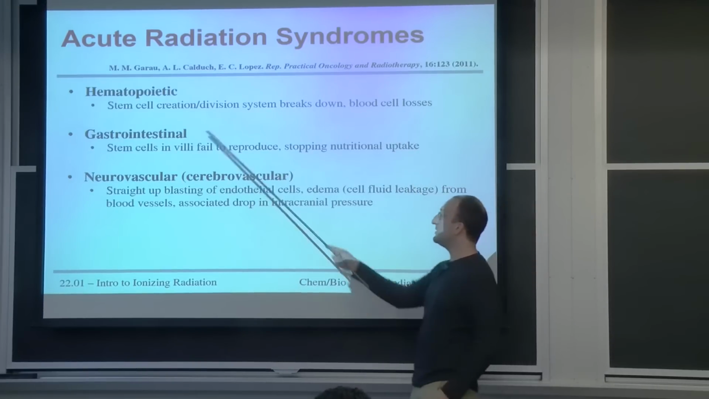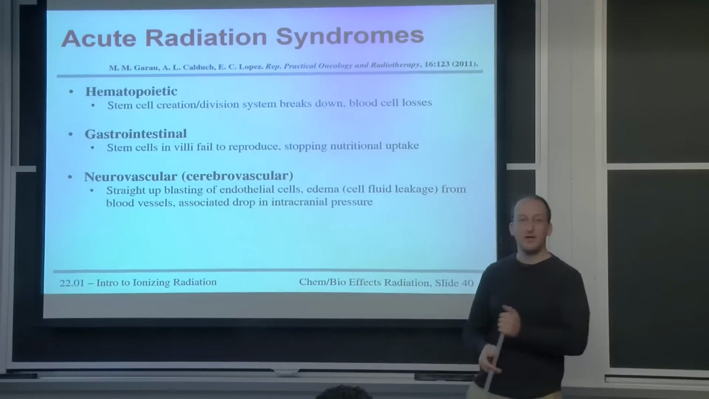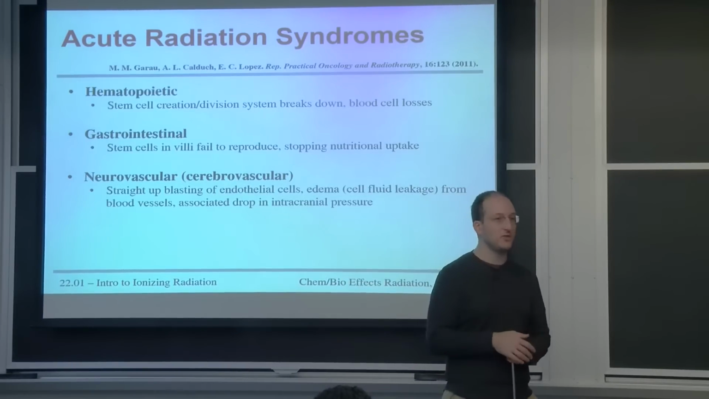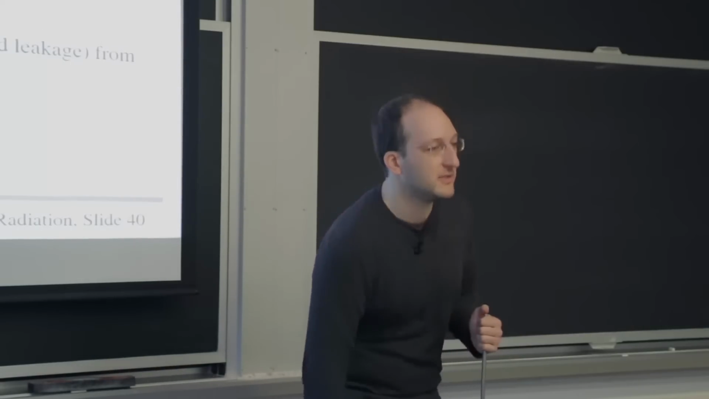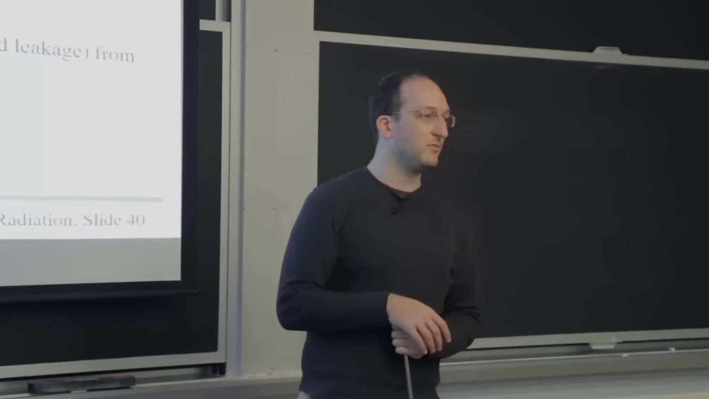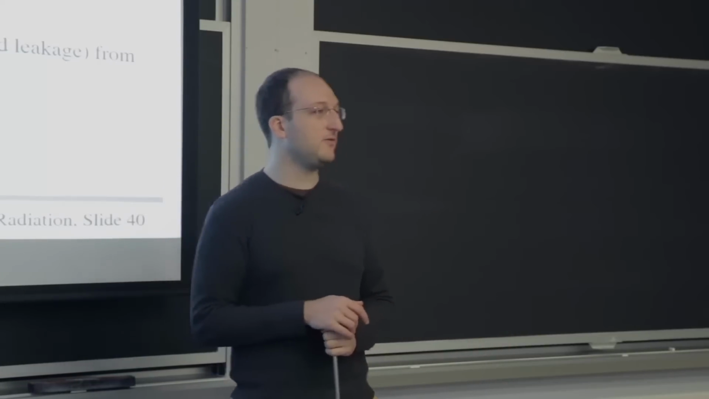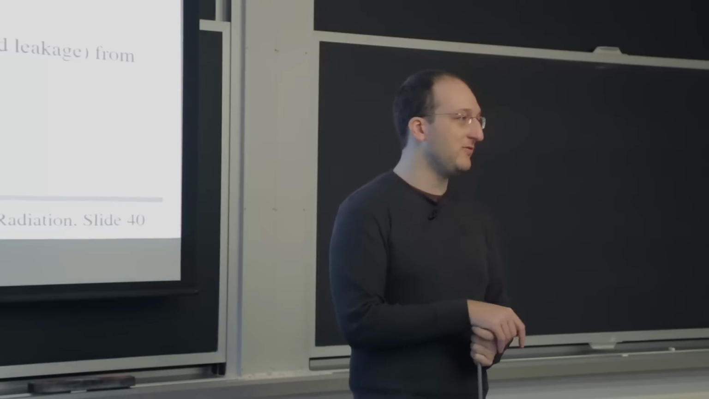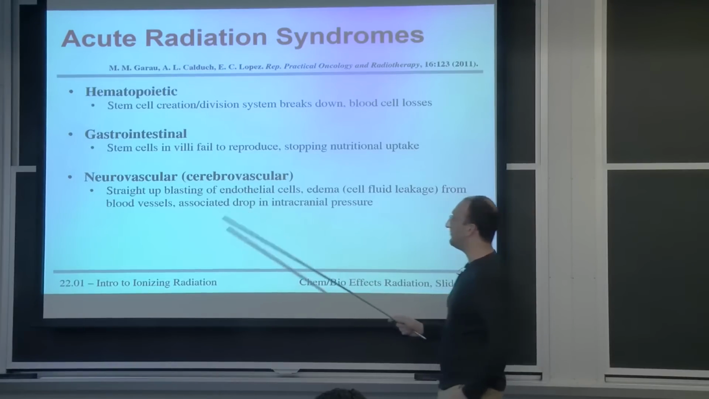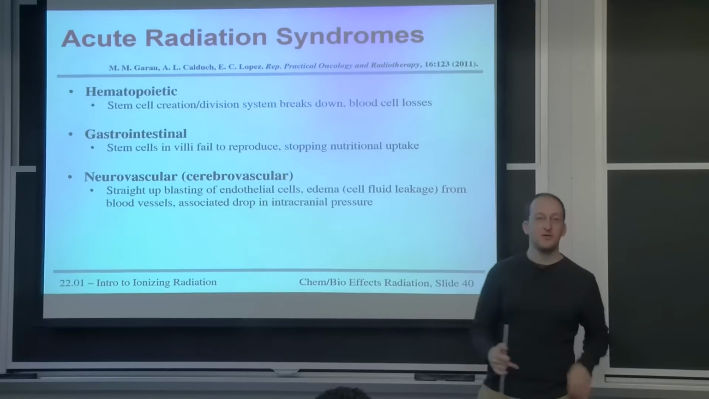The gastrointestinal comes from the stem cells in the villi, those high surface area structures in your intestines that absorb the nutrition, which are also normally covered in a thick layer of mucus to keep all the bacteria from getting out. Because nutrients, like let's say minerals or small proteins, are a hell of a lot smaller than bacteria. They can diffuse or transport through the mucus much faster, so you can uptake the nutrition and not let the bad stuff in. And the neuro or cerebrovascular stuff is straight up blasting of endothelial cells.